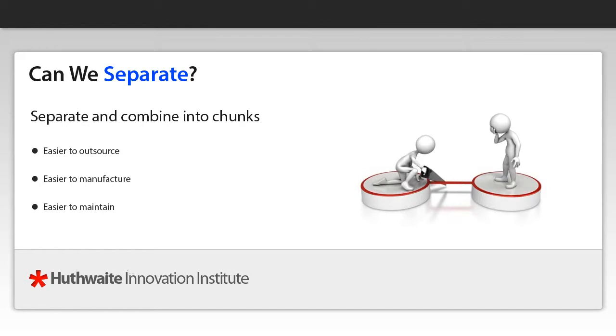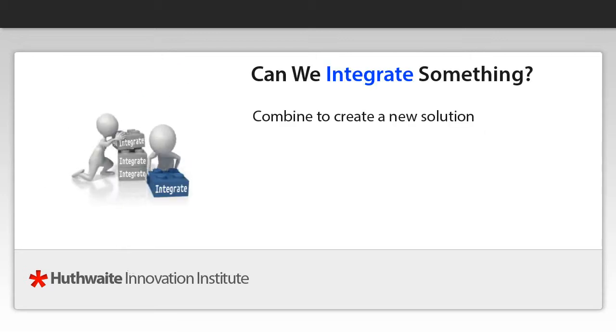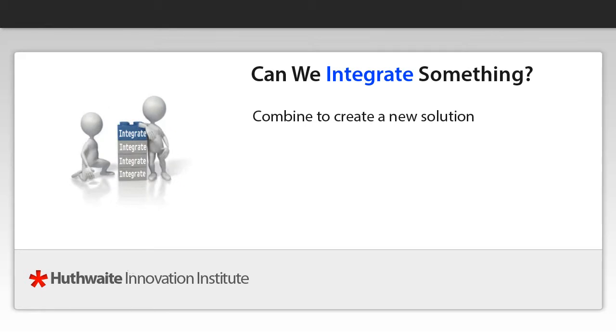Separation: if you can't substitute it, eliminate it, or reduce it, perhaps you can separate it. Separation is the tactic of breaking functions into more chunks. You look at functions and divide them into more chunks, which can make them easier to outsource, manufacture, or maintain. The opposite of separation is integration. Integration is combining things to create a new solution.